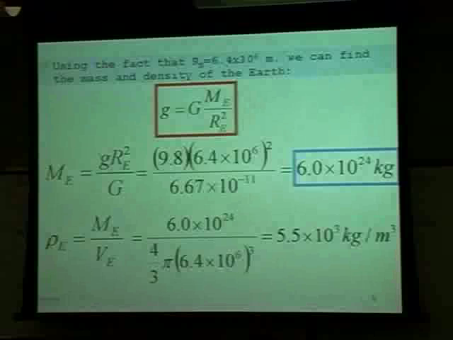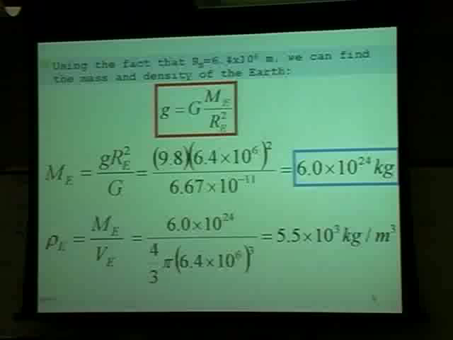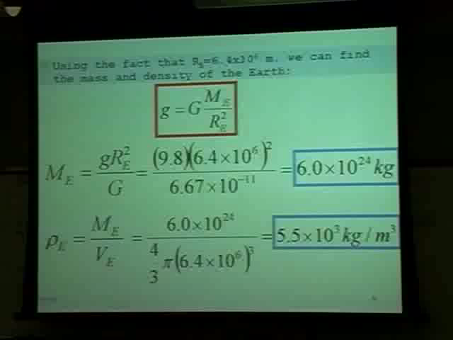Put in those values, the mass of the Earth and the radius of the Earth, so 4/3 pi times 6.4 times 10 to the 6 cubed, gives us the density of the Earth as 5.5 times 10 to the 3 kilograms per meter cubed. In terms of grams per cubic centimeter, that's 5.5 grams per cubic centimeter, 5.5 times the density of water. Earth is the most dense planet in the solar system.